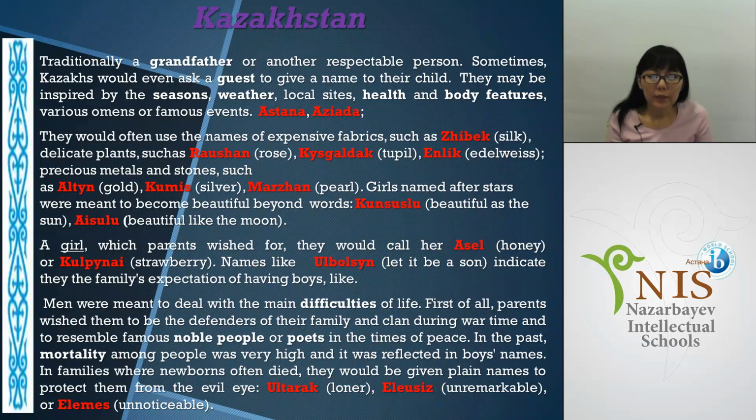And if parents were expecting to have a girl and really wished for one, they would name her Asel, which means honey, or strawberry, like Kulpynai. It's so sweet, and they wanted it so much, so it identified their wish of having exactly a girl. And vice versa, if parents would like to have a son, they name the girl Olbosyn, let it be a son. They are waiting, and they believe that the next child will be a boy, because they named the first child by this name.